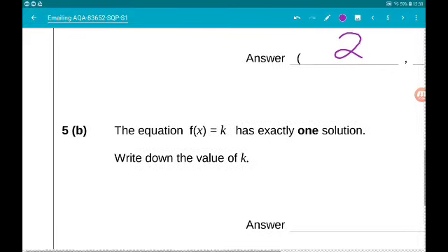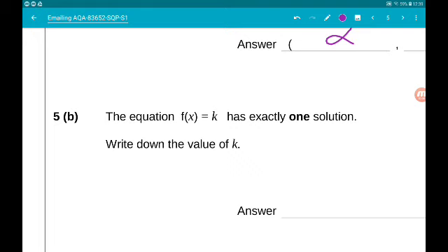Okay, and then part B tells us the equation f of x equals k has exactly one solution. We want to work out the value of k. So f of x equals k is going to be a horizontal line. So if there is only one solution, then we only want this line to hit the curve at exactly 1 point.